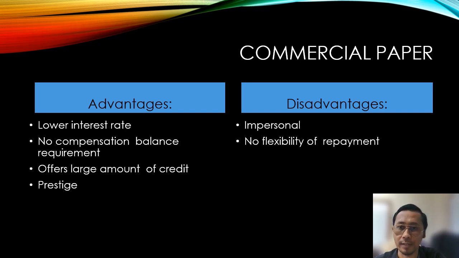Now let's look at the advantages of commercial paper. Number 1, the interest rate is lower as compared to bank loans and other sources of short-term financing. Next, it does not require any compensating balance. Thus, it is more convenient to the borrower and less costly. Then, it can offer a large amount of short-term funds to firms with large credit requirements. Hence, it becomes very convenient to these firms, as if they try to obtain the same amount of financing from commercial banks, they might need to deal with many restrictions placed by the regulatory authorities.